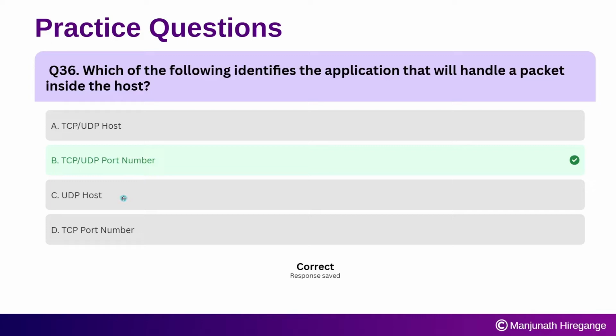Then comes the UDP host. So host refers to a device as a whole, not to specific applications. So UDP port numbers are used to identify applications, but UDP host does not define any application.